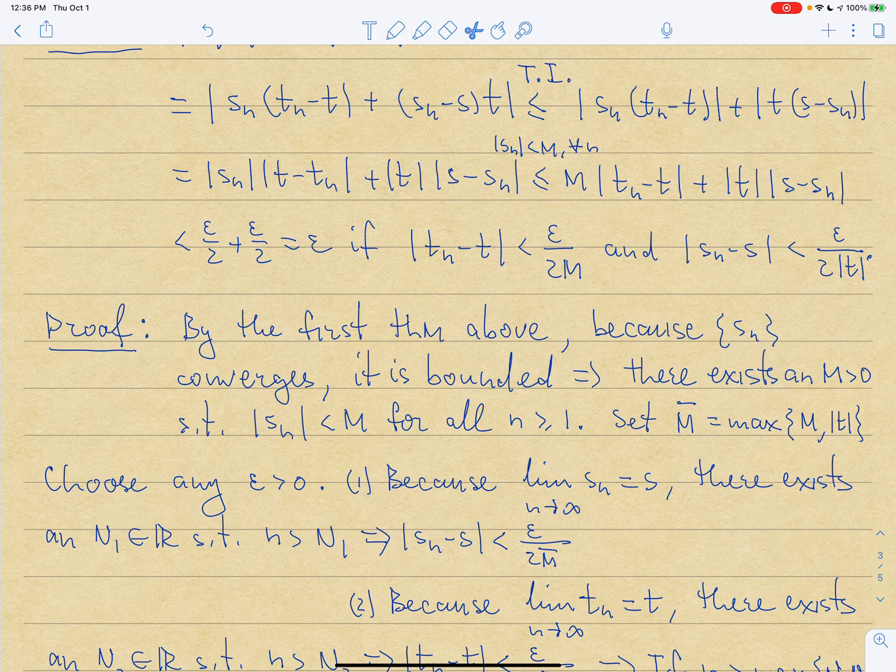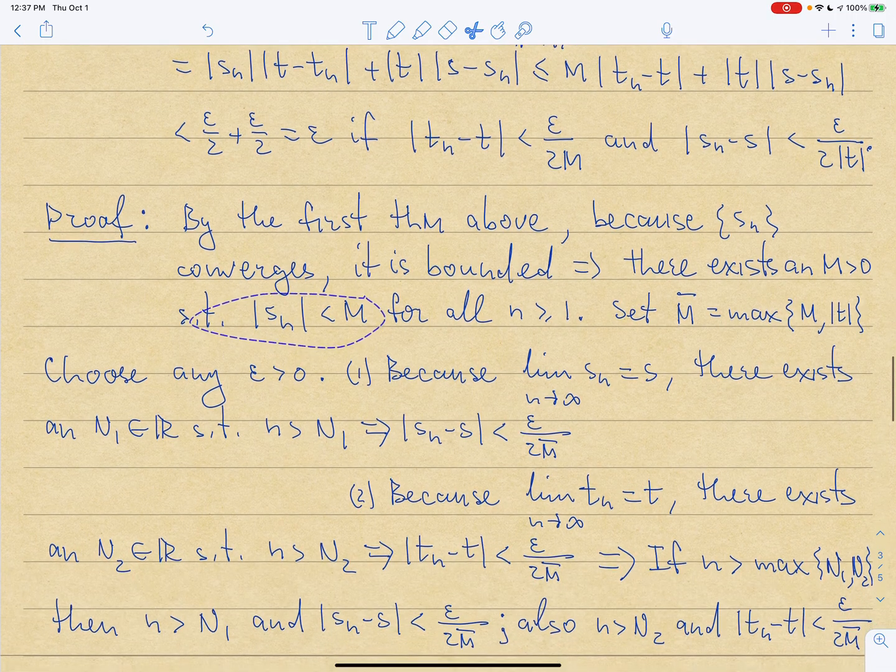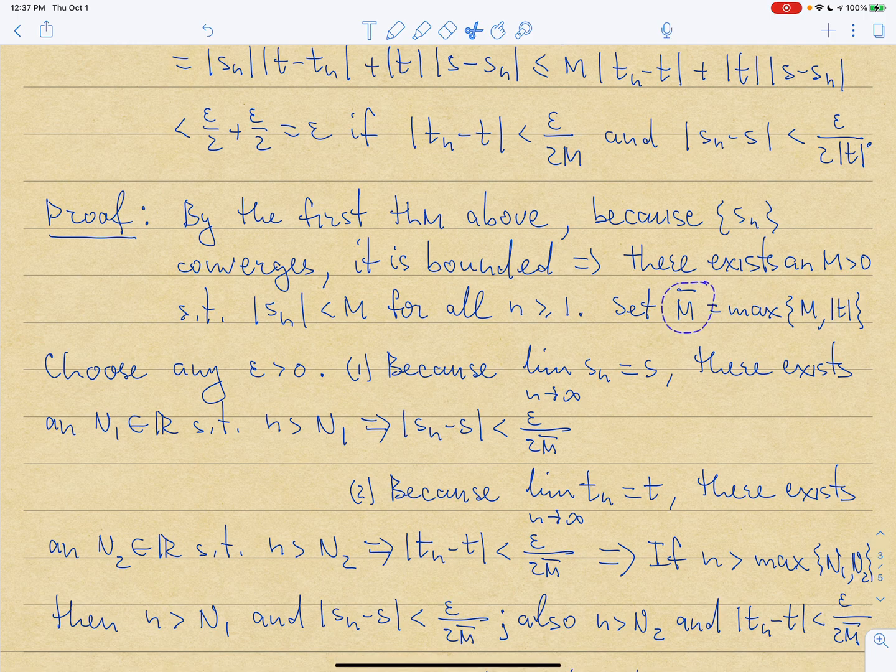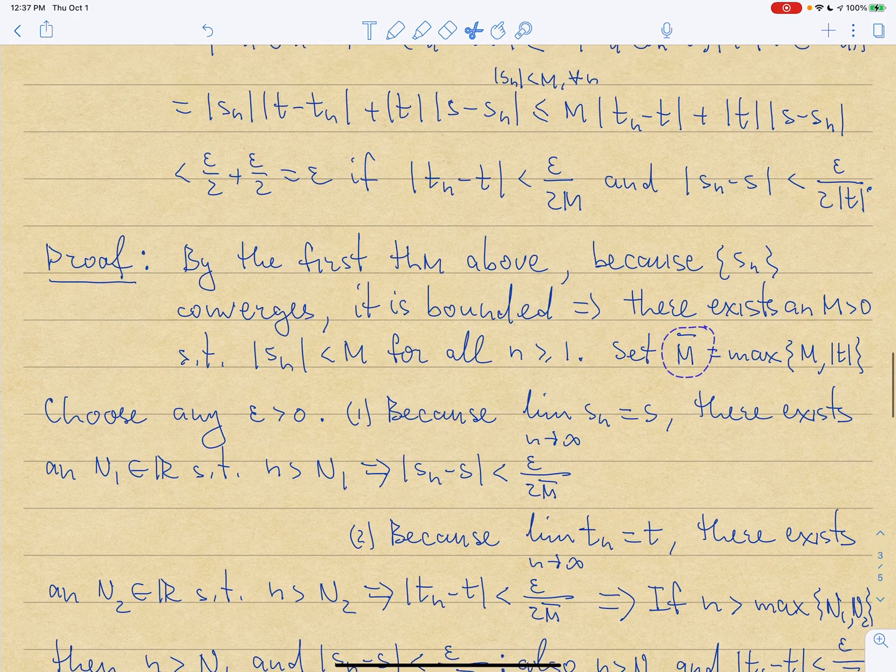So first, I'm just going to make precise the statement that I made about the bound here. The first theorem that we proved today said that if the sequence Sn converges, then it must be bounded. And so, because Sn has a limit, there must exist a number m greater than 0 such that absolute value of Sn is less than m for all n. And I'm going to take that number capital M and make M bar the maximum of capital M and the absolute value of the limit of the sequence Tn. So basically I want to have the same number here and here, and also I want to avoid the possibility that T is going to be 0. All right, so we have that.